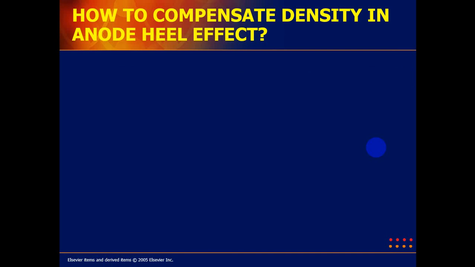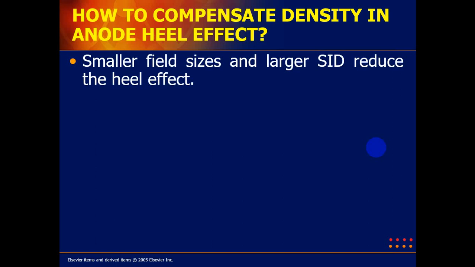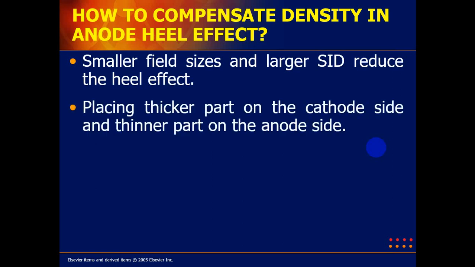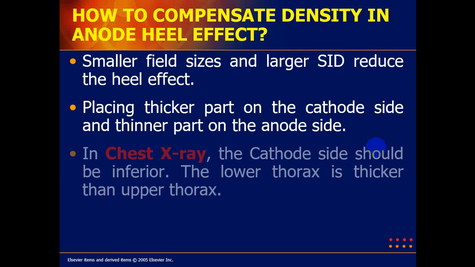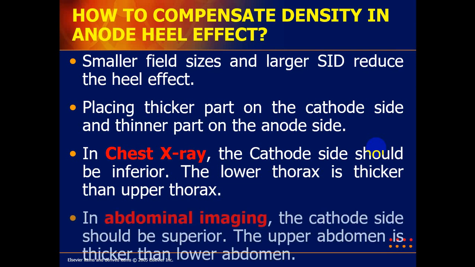So, how do we compensate for density in the anode heel effect? The smaller field size and larger SID reduce the heel effect. Place the thicker part on the cathode side and the thinner part on the anode side. So, in chest X-ray, the cathode side should be inferior, since the lower thorax is thicker than the upper thorax. In abdominal imaging, the cathode side should be superior, since the upper abdomen is thicker than the lower abdomen.